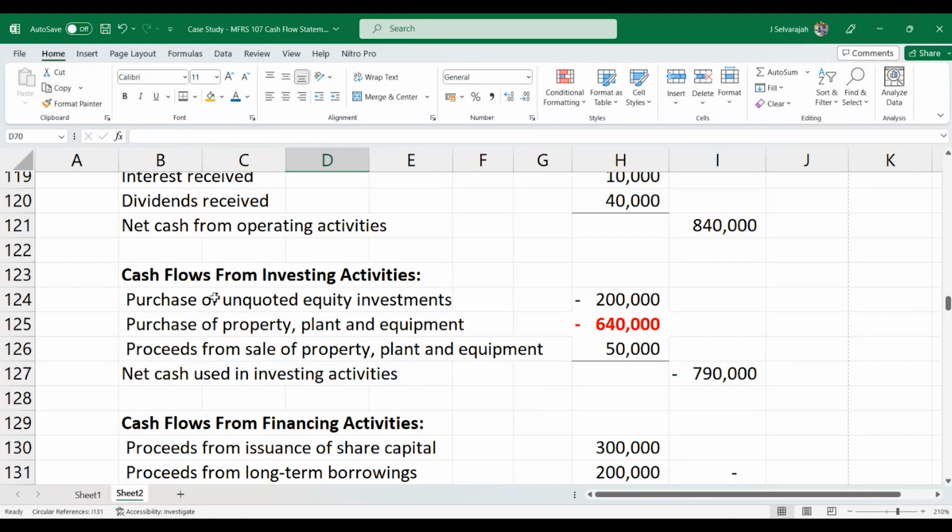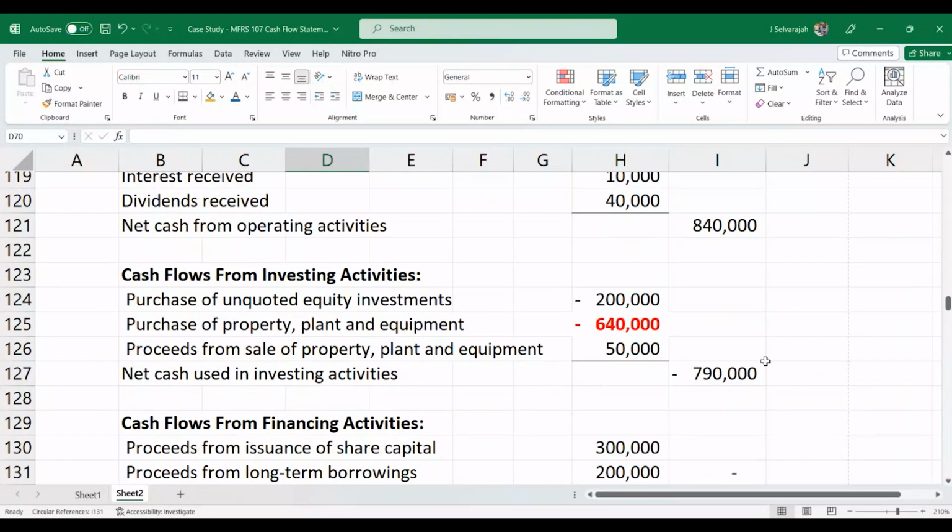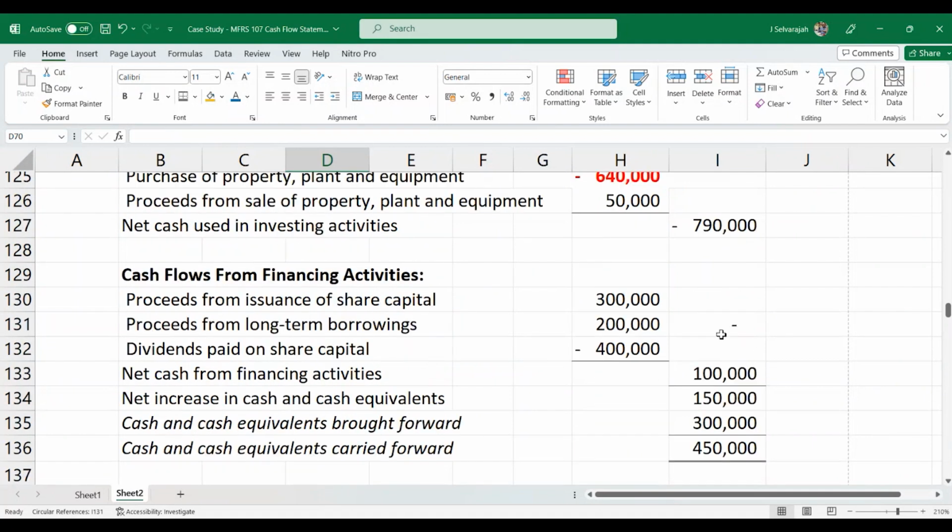So from the effect of the cash flow from the investing activity, you get 790. From the operating activities, you get 840. Here, there's a net outflow of 790. Now, let's look at the financing.